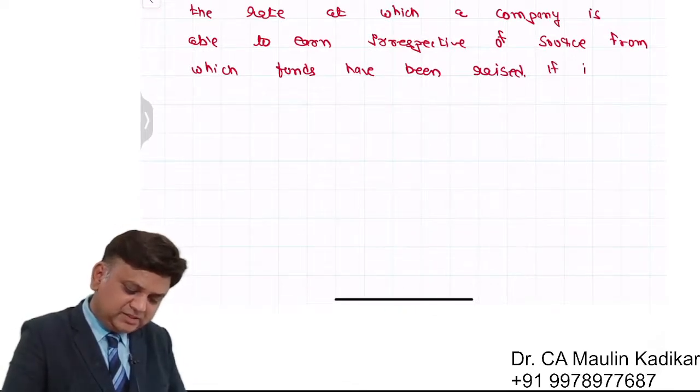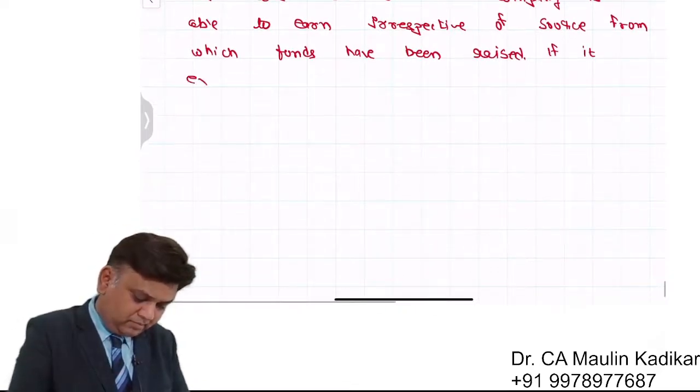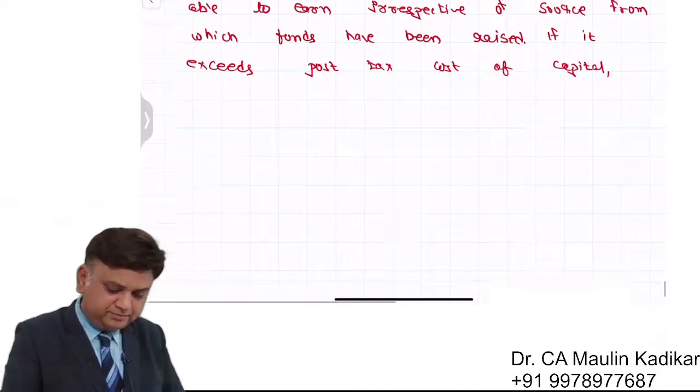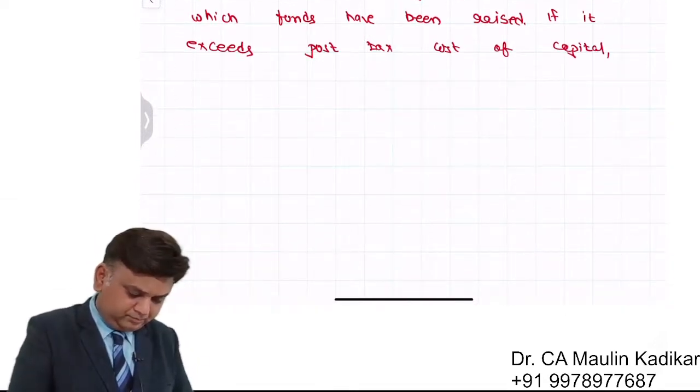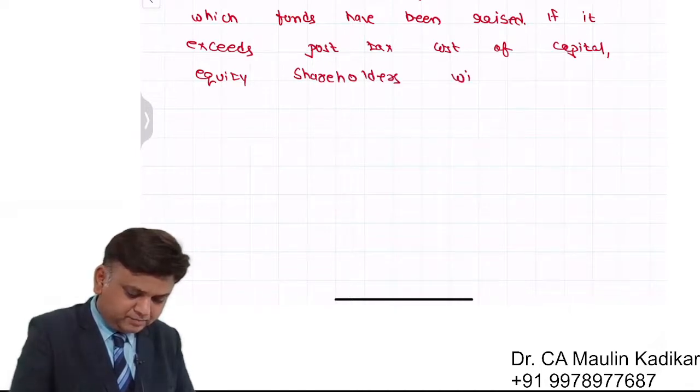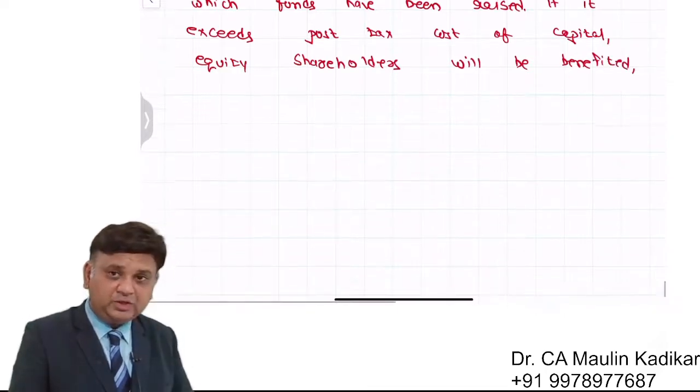If it exceeds post-tax cost of capital, comma, equity shareholders will be benefited, not otherwise.